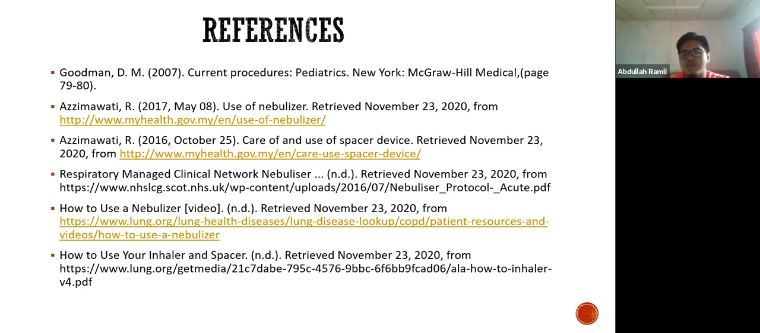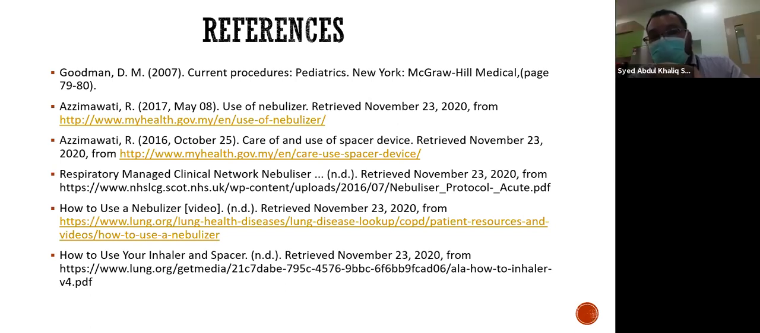Also remember that here we are just showing you using a nebulizer with a spacer, but there are many other ways to give an inhaler device. For example, you can give a DPI. What is DPI? DPI is a dry powder inhaler. What we use with the spacer is a metered dose inhaler.